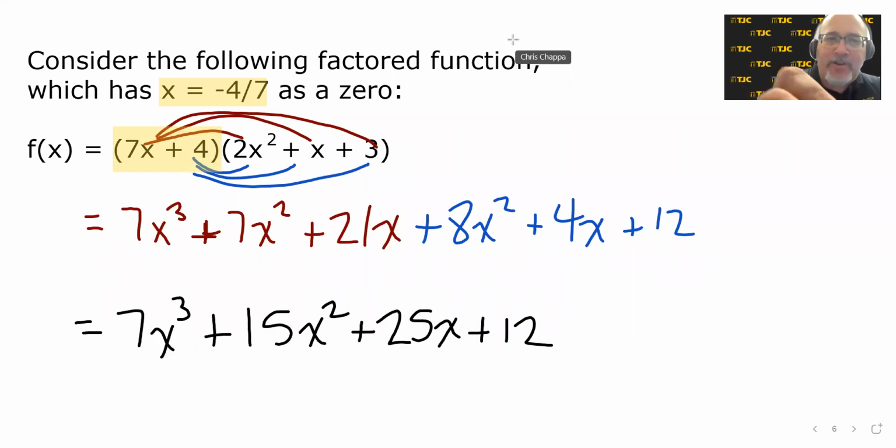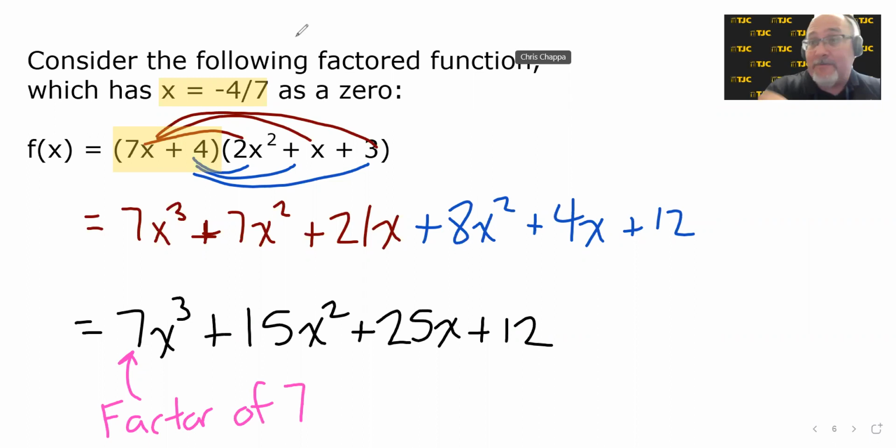Well, the 7 is pretty obvious. The 7 is here. Hold on. This has a factor of 7. It is 7, but 7 is a factor of itself. And the 4, if we backtrack it, it went all the way back to the 12. So this has a factor of 4.